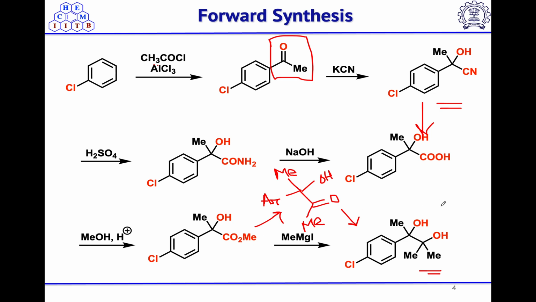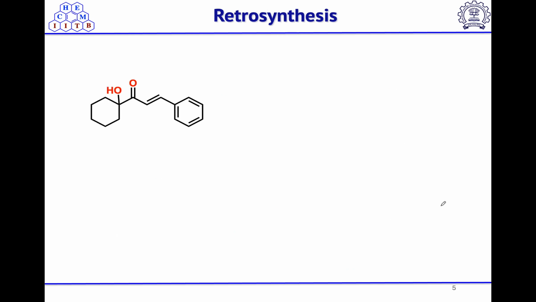Okay, now we'll see the next problem. So for this molecule, if you see, it has this aromatic side connected to this alpha beta unsaturated carbonyl compound, and it has this tertiary alcohol along with this cyclohexane. So what will be a good CC1 disconnection? Just think and write in your notebook. Then I'll show you.